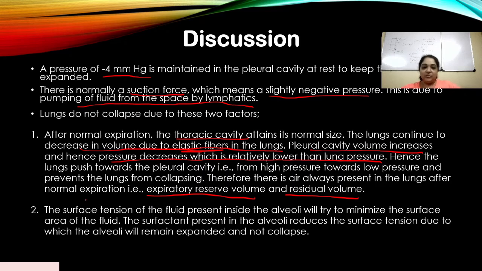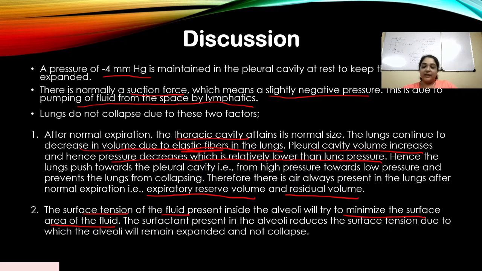Now there is a fluid present inside your alveoli. The surface tension of the fluid present inside the alveoli will try to minimize the surface area of the fluid. Now you must be wondering, what is surface tension? Please ask your physics teacher. They will explain what surface tension is, and I believe it's there in your syllabus. So there is fluid present inside the alveoli, and the surface tension tries to minimize the surface area of the fluid.